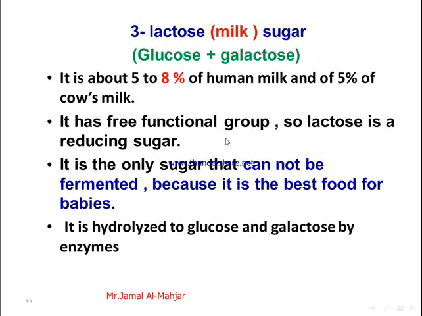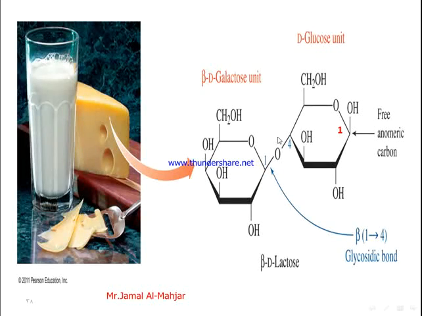The sugar that is present in high amount in human beings, what do you call it? Yes, it is the lactose. Is it a reducing sugar? Yes, because it has a free functional group. Like the maltose, it has a free functional group, so we call it a reducing sugar.